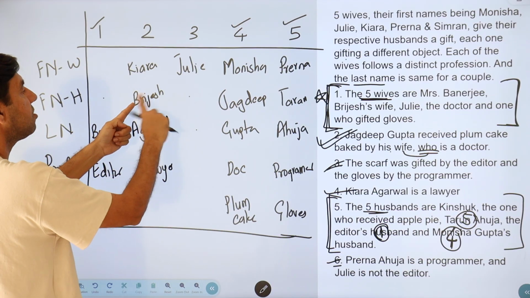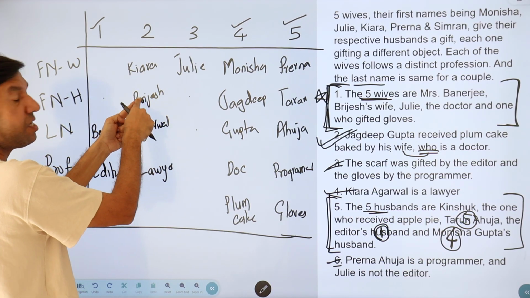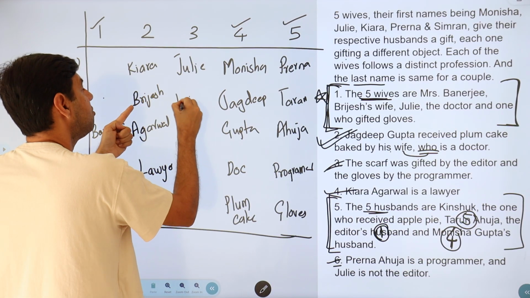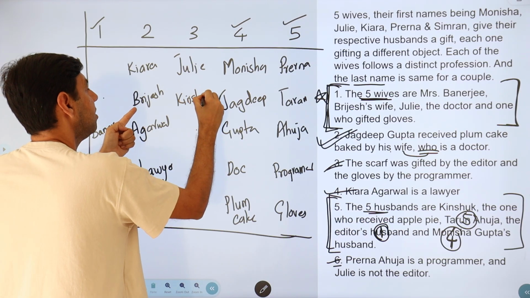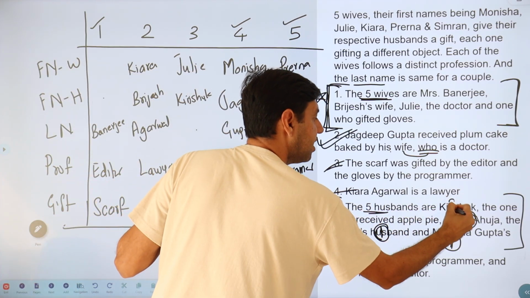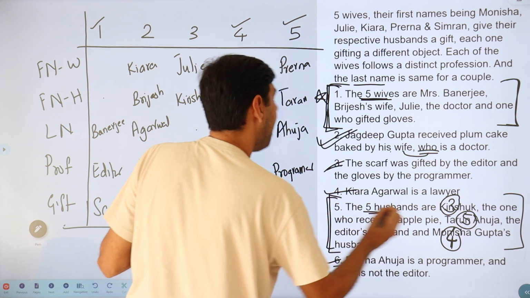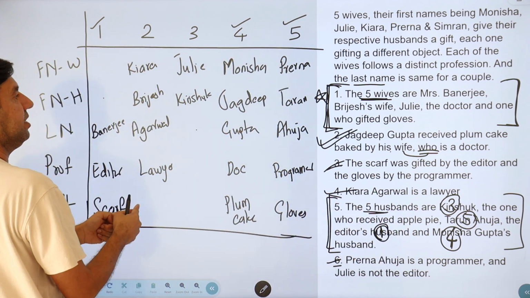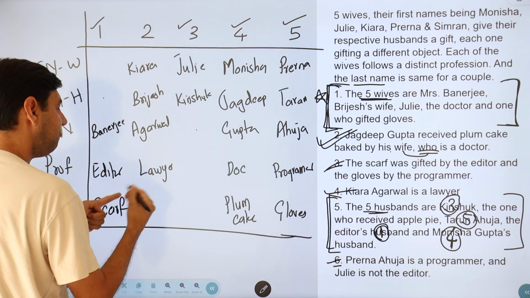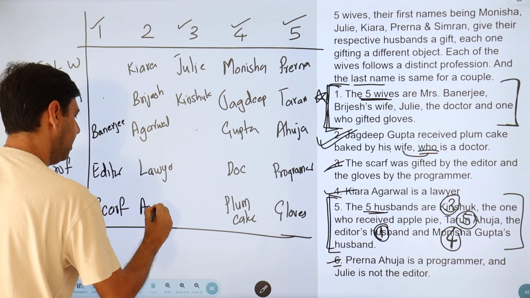So Kinshuk has to be in 2 or 3. 2 is taken by Brajesh. So this is Kinshuk. And so Kinshuk is 3rd individual. So apple pie is the 2nd individual. Okay, because there are 5 individuals. So this is apple pie.